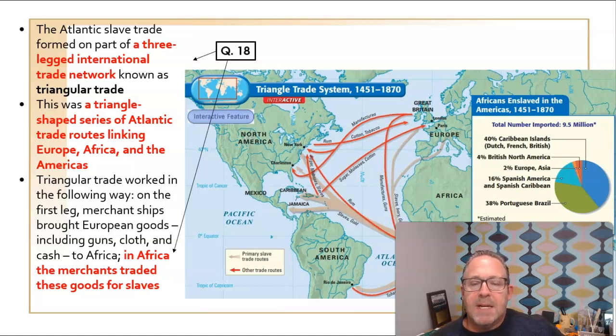But going west, it continues to grow, and the contact between Europe, Africa, and the Americas continues and grows. So that's really what the triangular trade system is. The trade networks, the various trade networks that existed between Europe, Africa, and the Americas.